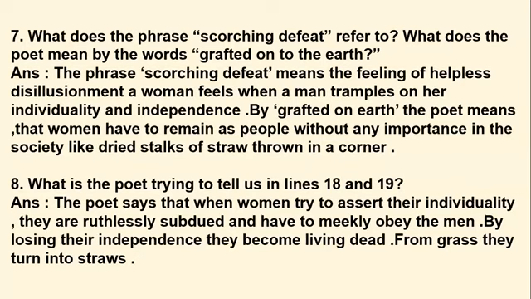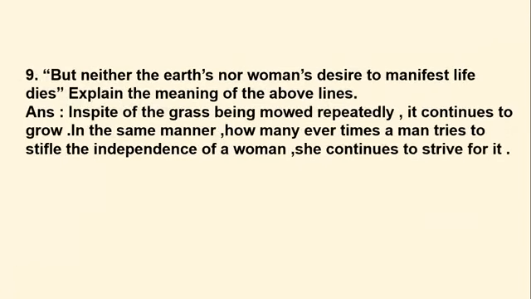Again, the poet says that when women try to assert their individuality, when they want to rise in society and make their own identity, they are ruthlessly subdued, mercilessly pressurized, and have to meekly, forcibly obey the men and be submissive. By losing their independence, they become living dead. Though they are living, they are like a dead body because they don't have their independence. They are turning from fresh grass into dried straw, which is just a useless thing. This is how the poet is trying to explain the feeling. Moving on to the next question.